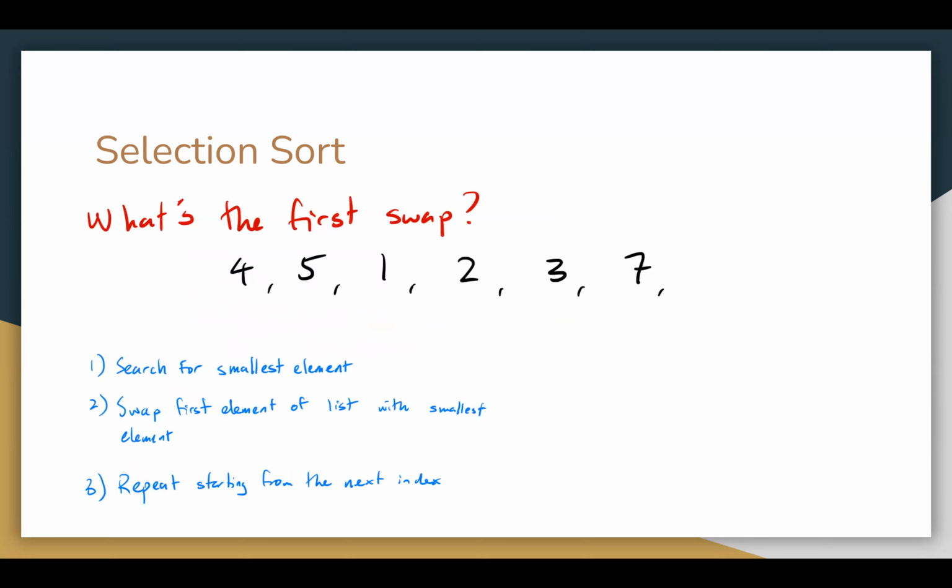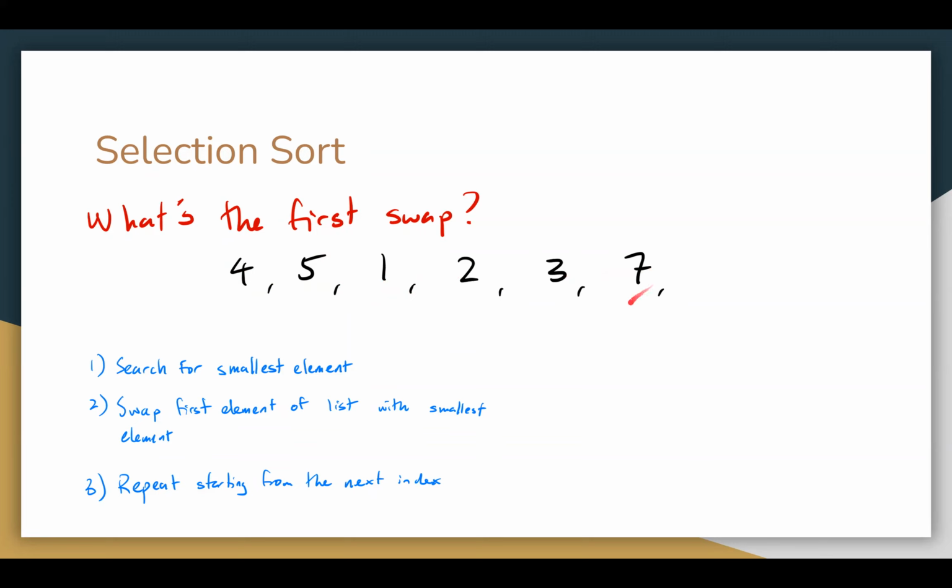Okay, so this was the example for fall 2020 final exam. In this case, we're also going to start from the left and then search for the smallest element, which in this case would be 1. Our first swap was to swap 1 with the first element, which is 4. So after the first swap, it will be 1, 5, 4, 2, 3, 7.